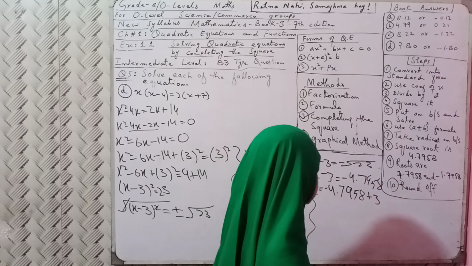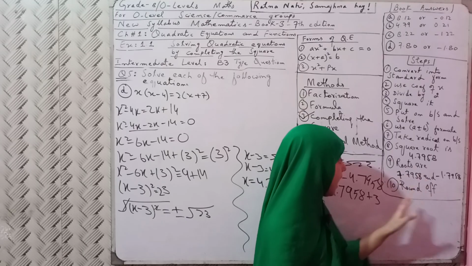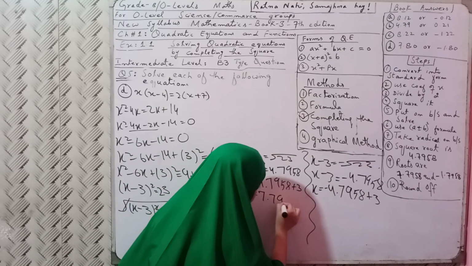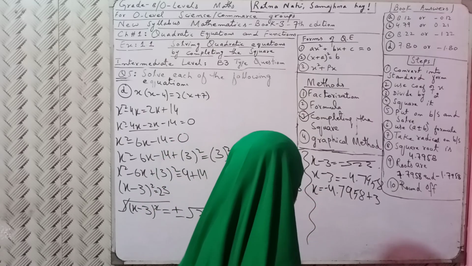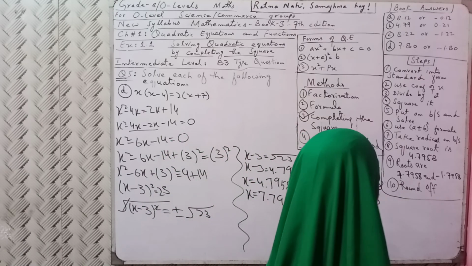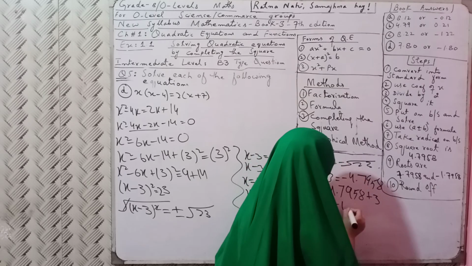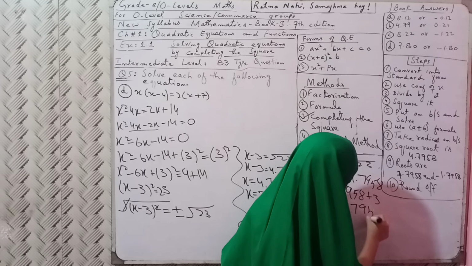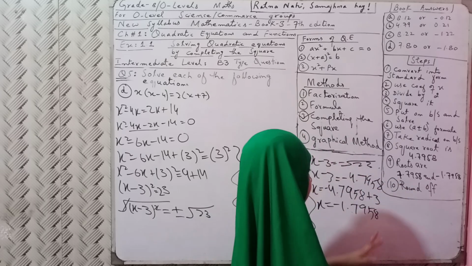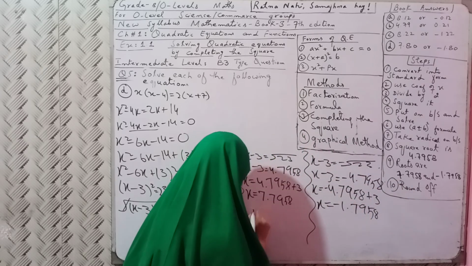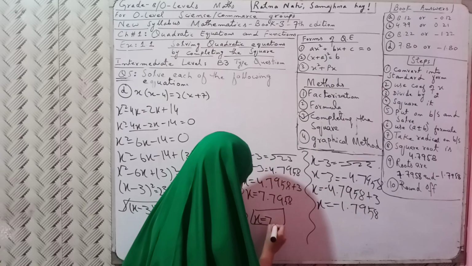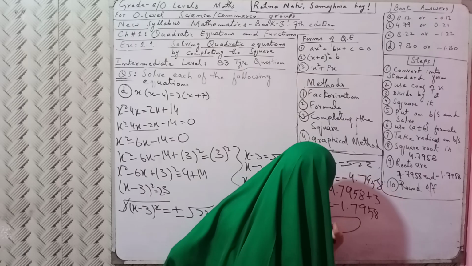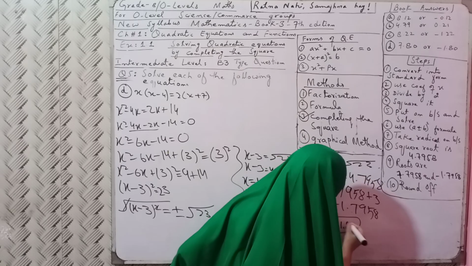Then the roots are 7.7958 and minus 1.7958. Now we will do the round off. So here x is equal to 7.80 and x is equal to minus 1.80.